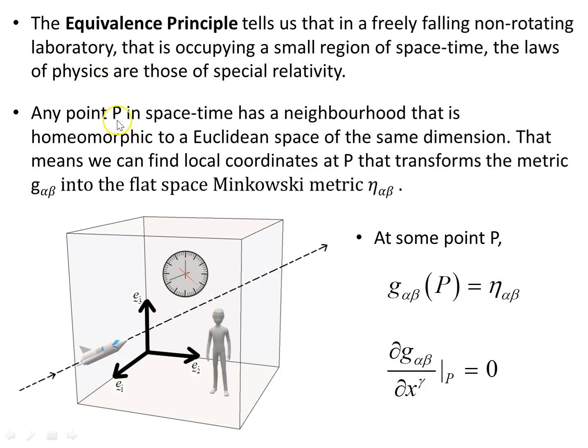And what that means is that any point P in space-time has a neighbourhood that is homeomorphic to... well, the reason for the application of the laws of special relativity is that in a curved space, if you pick any point P, then local to that point, in a small surrounding neighbourhood, that space will be homeomorphic to a Euclidean space of the same dimension. There's a whole video on manifolds and tangent space and all the rest of it on this channel, so have a look at that. Now that means we can find local coordinates at P that transform the metric g alpha beta into the flat space Minkowski metric eta alpha beta.